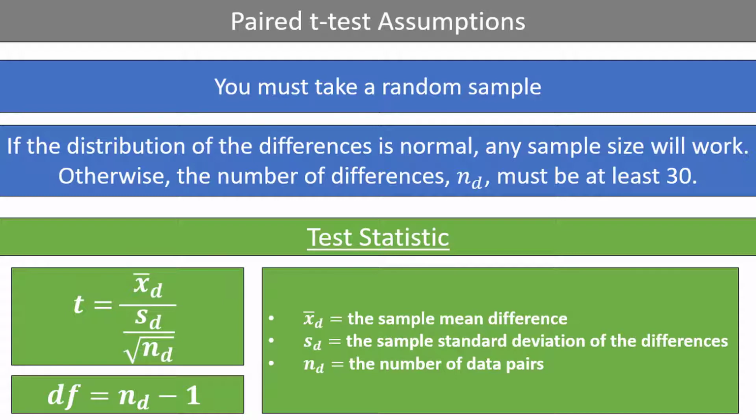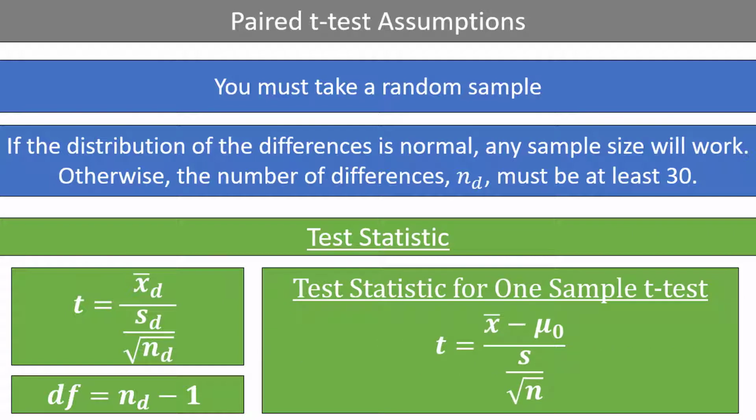Okay. Now, if you are looking at this formula closely, and you're a statistics whiz who knows your test statistic formulas, you might be feeling a little bit of deja vu. Where have you seen this formula before? Oh yes, this is just the test statistic for the one sample t-test, just with d's added onto everything. In fact, that's all that a paired t-test is. It's just a one sample t-test applied to difference data. So if you understand the one sample t-test, the paired t-test should be easy to learn.